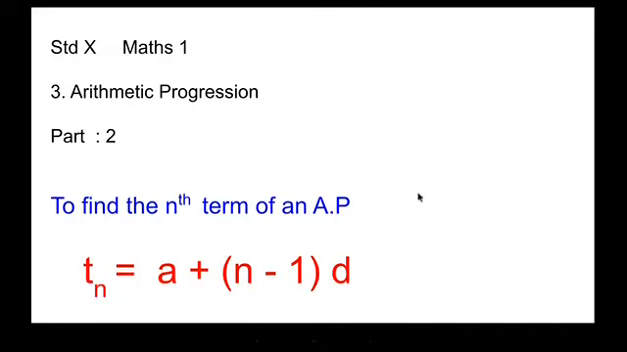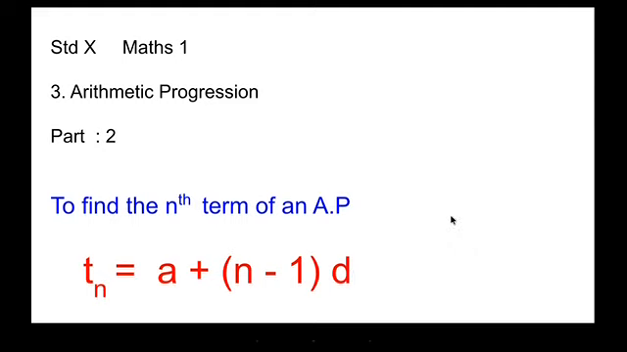We continue with our chapter Arithmetic Progression. We now study how to find the nth term of an AP. The nth term of an AP is calculated using the formula Tn is equal to A plus n minus 1 into D, where Tn is the nth term, A is the first term, n is the number of terms, and D is the common difference.